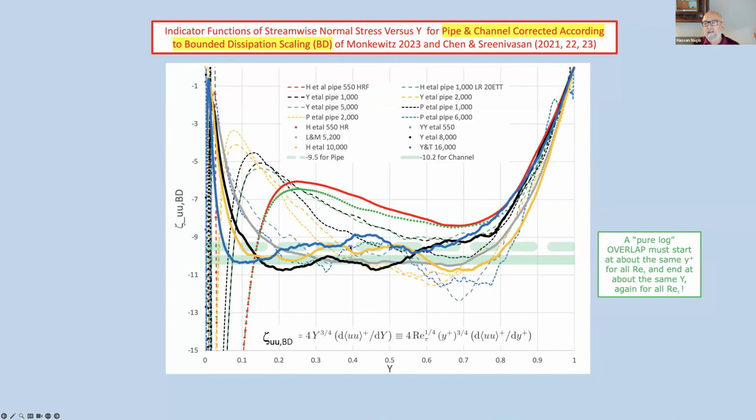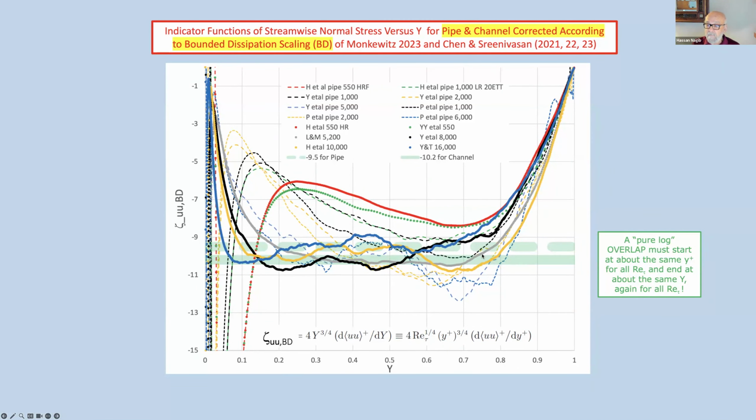You see a very clear overlap region, but it's 1/4 power. It is not log. These are pipe experiments at low Reynolds number by us, Hoyas, and with the Willis code. Then all the dashed ones are different channels, different pipes. The channels, I continue to use the same colors.